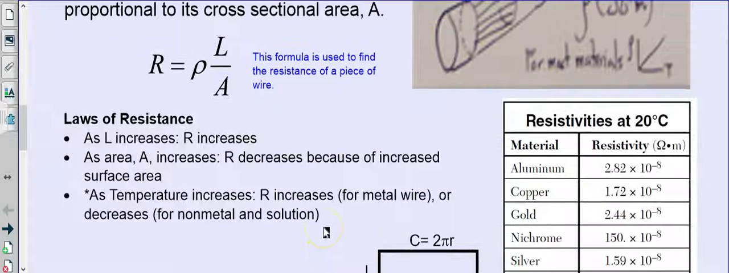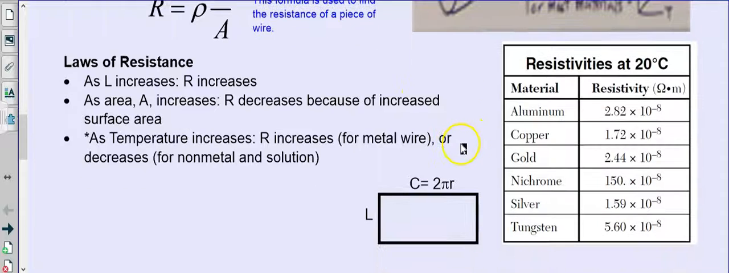Why is this formula equal to R is rho L over A? And why does cross-sectional area come into play here? So if we were to take this tube and unroll it, you get a rectangle. So the area is the length of the wire, and then the circle cross-sectional area stretches out into a straight line here, which is really the circumference, which is 2 pi r.